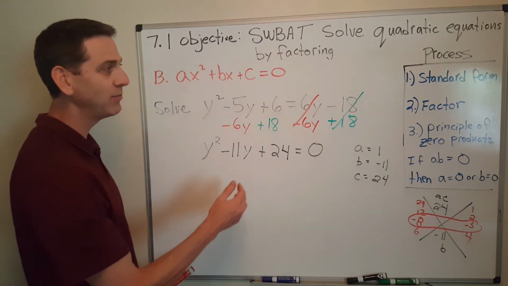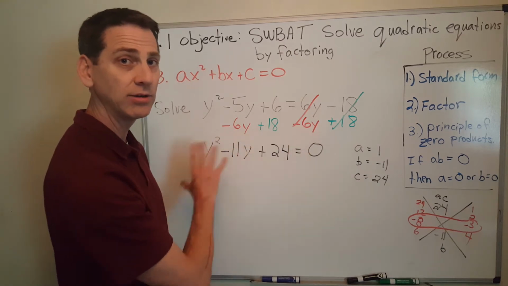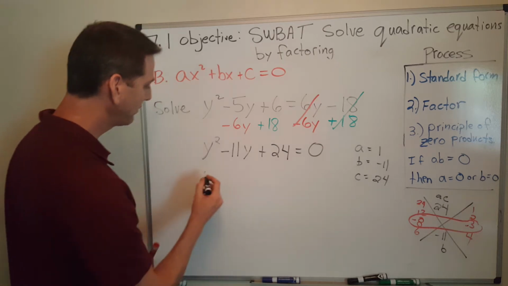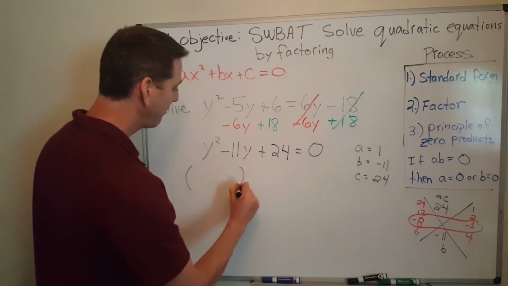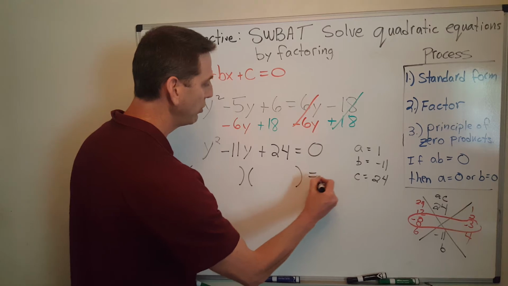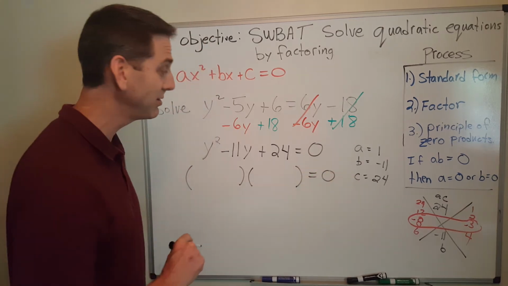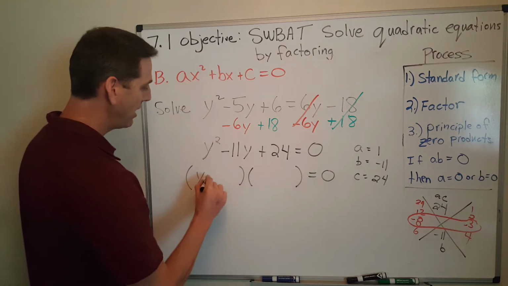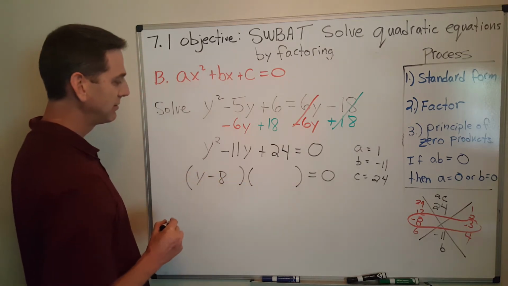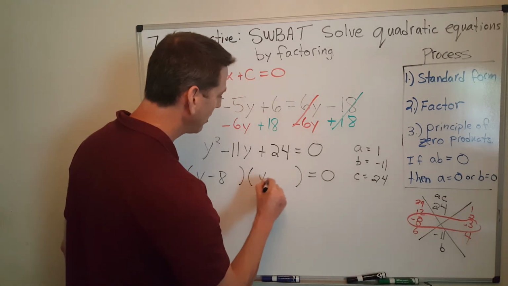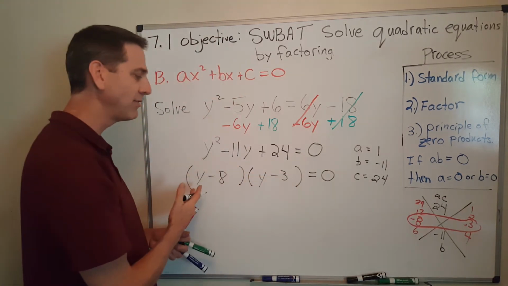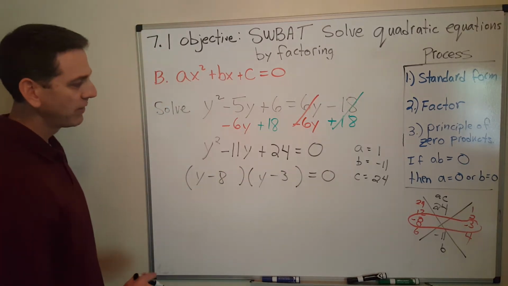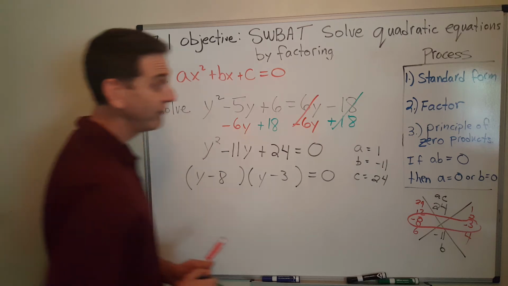Okay, and by the way, I didn't mention this, but there was no greatest common factor here. If there was, I would have had to pull that out first. Okay, so let's set this up in factored form. And don't forget to put the equals 0. This is an equation. Okay, so I got y minus 8, and I got y minus 3. Again, you could have put y minus 3 and y minus 8 on that side. It doesn't matter. Okay. Now, I've factored it.